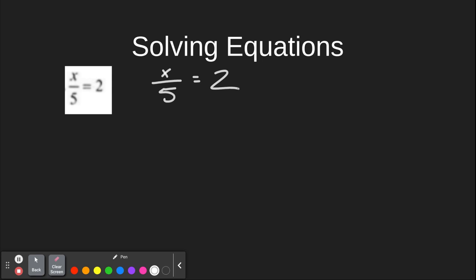It's being divided. What's the opposite of division? Multiplication. 5 divided by 5 is 1, and that's why that gets undone. You get x equals 10, plug it in. Is 10 divided by 5 2? Yep. All right, we're good.